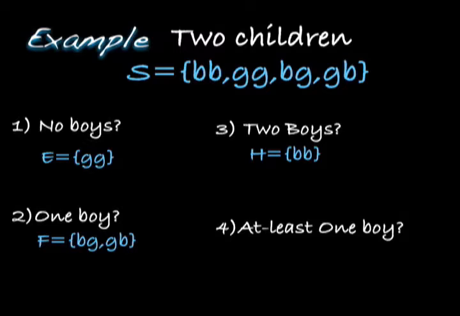And at least one boy, there were 3 outcomes associated with having at least one boy, the BG, the GB, and the BB, because at least one boy means one boy or more. In this case, it's one boy or 2 boys. All we have to do is count, and we can determine the probabilities.